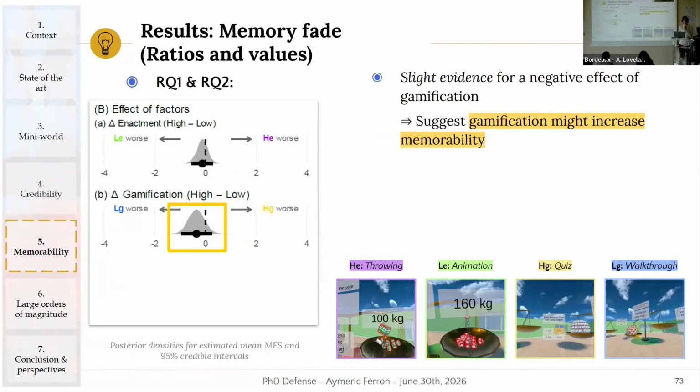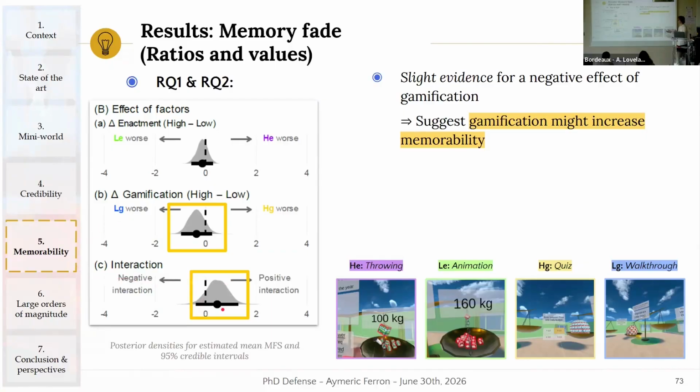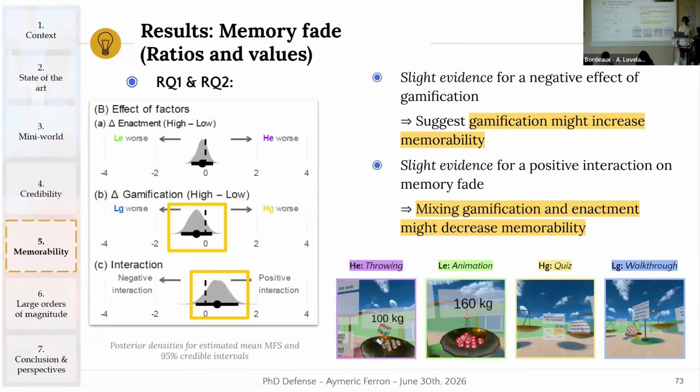Why so? Probably because during the game, people were interacting intensively with all the questions because they wanted to have the right answer. So they spent a lot of time thinking about the correct answer. And then here, the distribution is a bit shifted to the right. So it suggests that we have slight evidence for positive interaction on memory fade, meaning that mixing gamification and enactment might decrease memorability. Why so? Maybe because the high enactment condition is really exhausting and physically demanding, and the high gamification is highly mentally demanding. So mixing both could lead to a task overload.